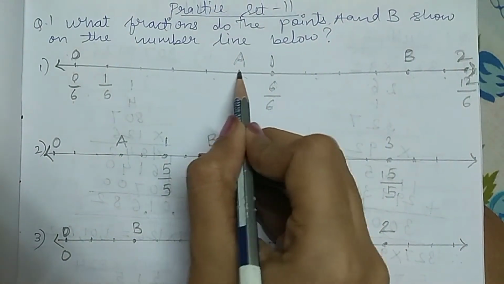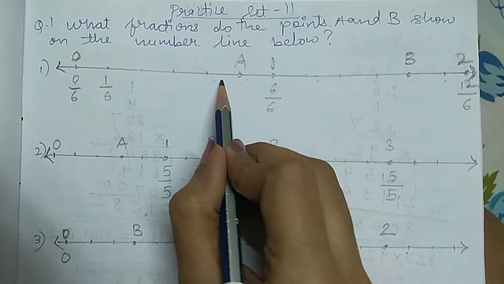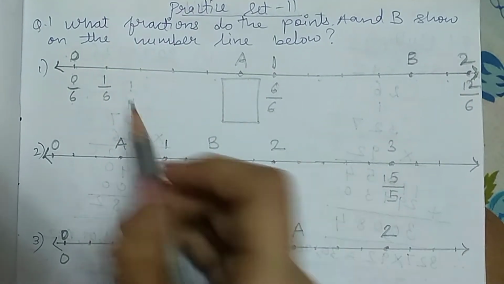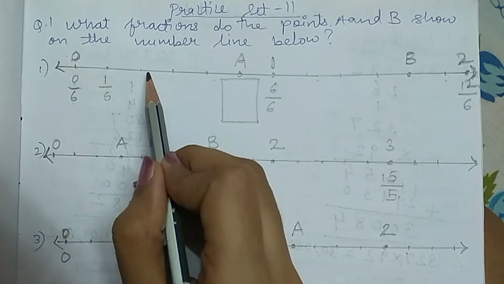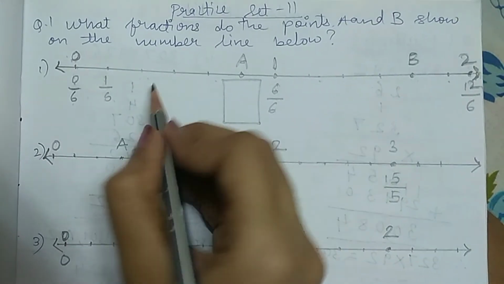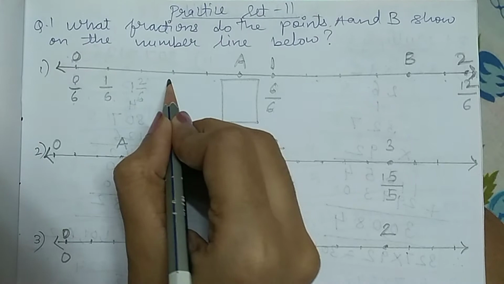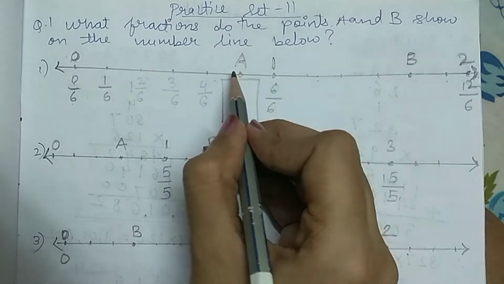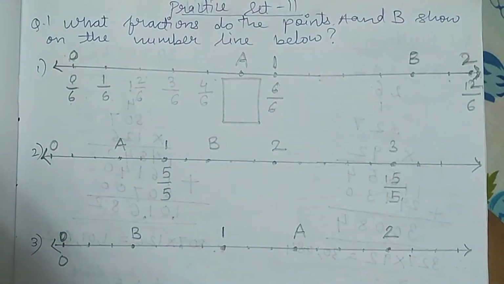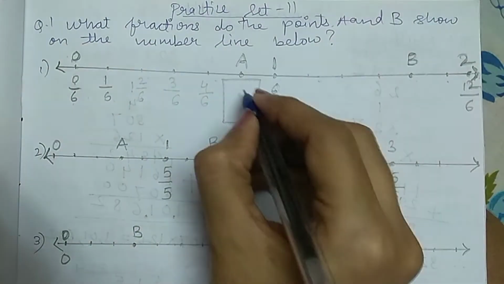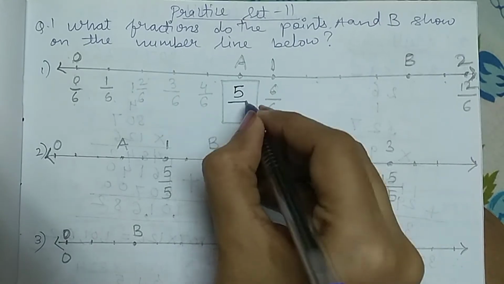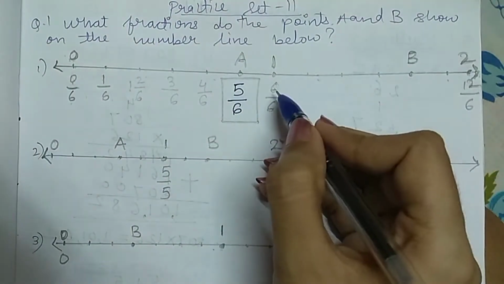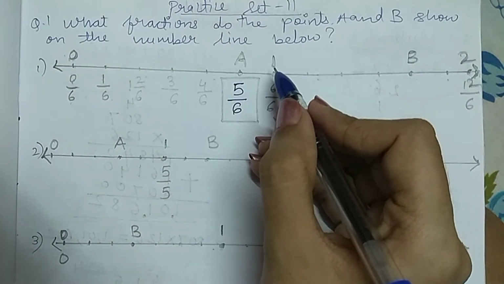Now at A, what number will come? We have to write that, so I am drawing the box. Now 1. After 1 upon 6, what will come? 2 upon 6. Then 3 upon 6, 4 upon 6. And lastly A, what will come? I am writing with a pen here so it is clear. 5 upon 6 is our answer. Then 6 upon 6, which is eventually 1.